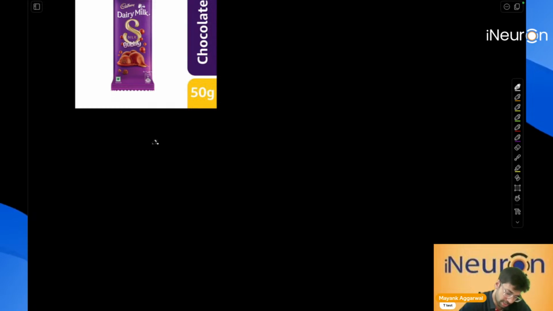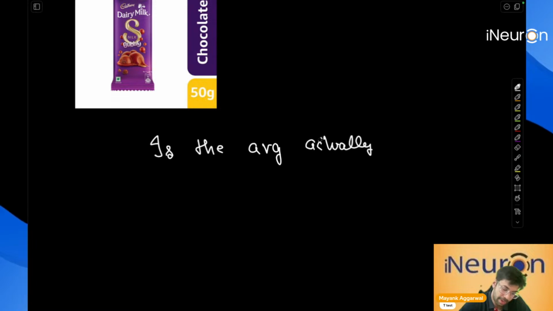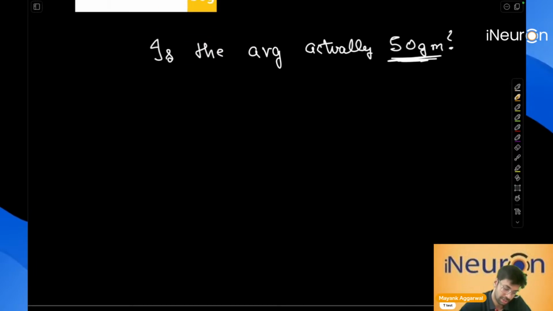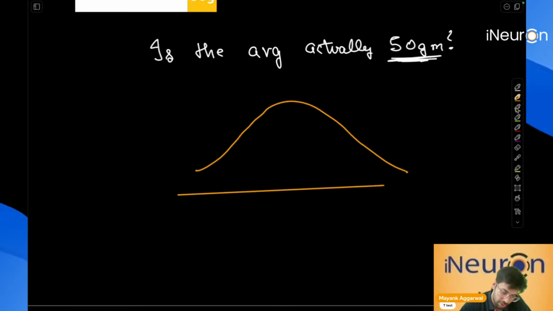Now the question here becomes, is the average actually 50 gram? Now see, when this is the question, is the actual average weight 50 gram, you have to understand one thing. Here, two errors or two tails will be formed. Even when you are getting, let's say, less than 50, with some confidence interval, that is also a problem. Even if you're getting more than 50, that is also a problem, right? So basically, we are dealing with two tails here, everyone.